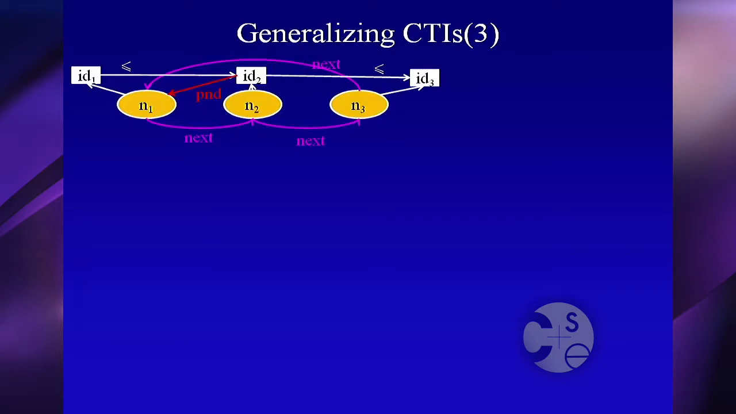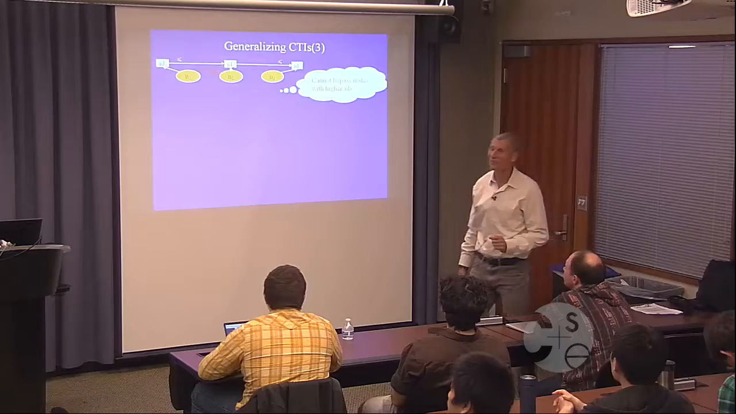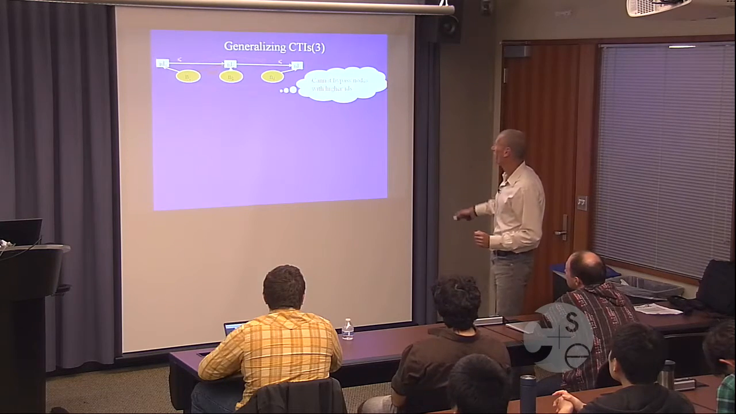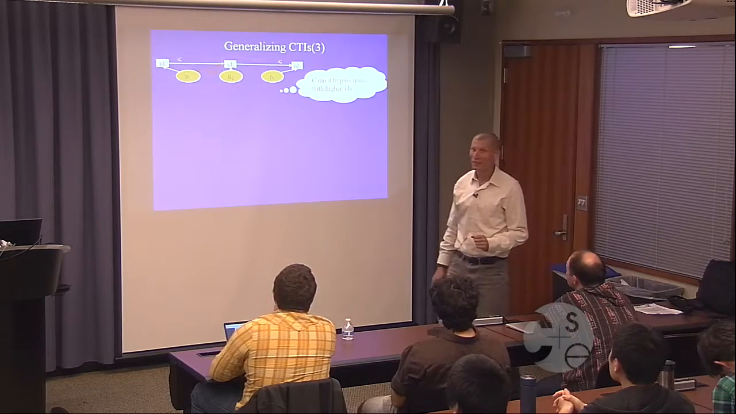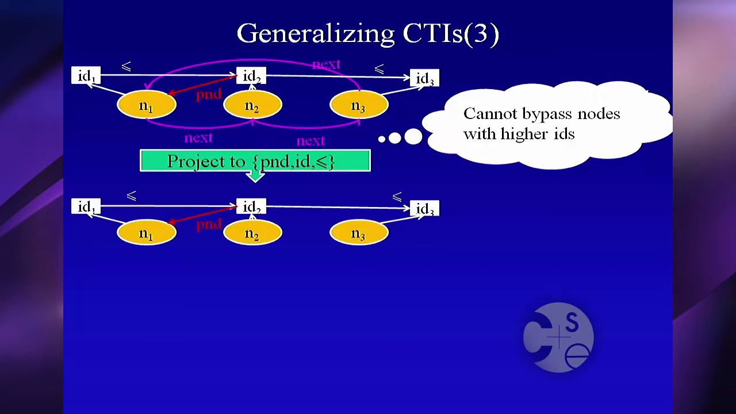You see, there are three nodes, one of them the next, and one of them is pending, and I'm showing the IDs in increasing order. What's going on? A message couldn't have passed. Exactly. You cannot pass a node with higher IDs. So we need to understand this kind of thing. And once you understand this, again, you can project it.